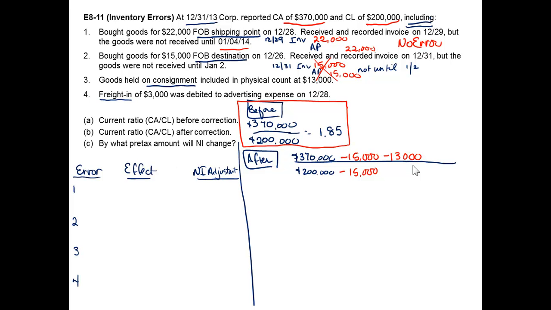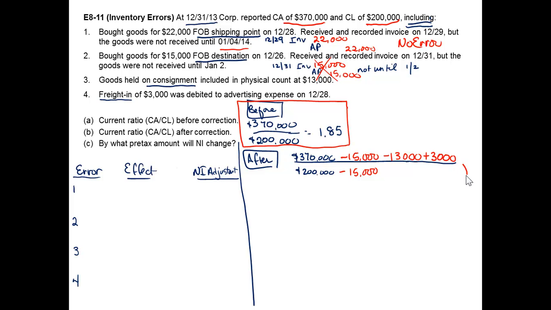And finally, number 4, freight in of $3,000 was debited to advertising expense. Well, it shouldn't go in advertising expense. It's a cost of the inventory, and so should be included in the inventory as any cost that you incur in order to get that inventory on the shelf and ready for sale. So add back the $3,000 to current assets.